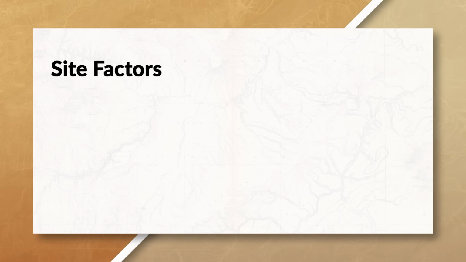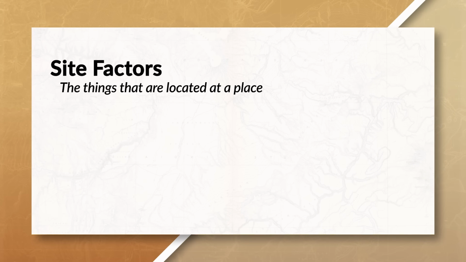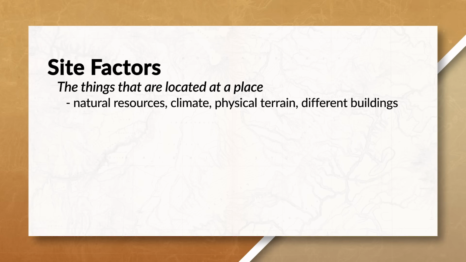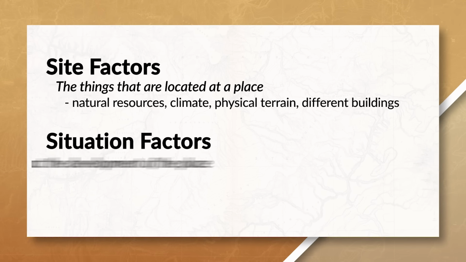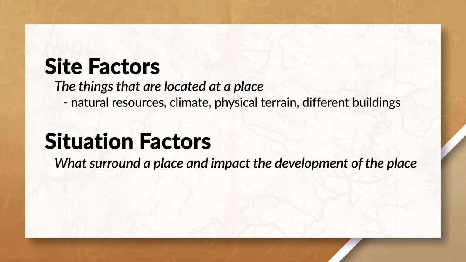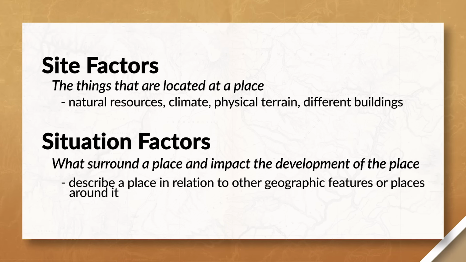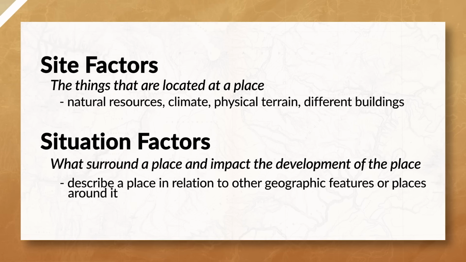Just remember, site factors are things that are located at a place, the natural resources, the climate, physical terrain, or different buildings, while situation factors are what surround a place and impact the development of the place. These factors describe a place in relation to other geographic features or places around it.